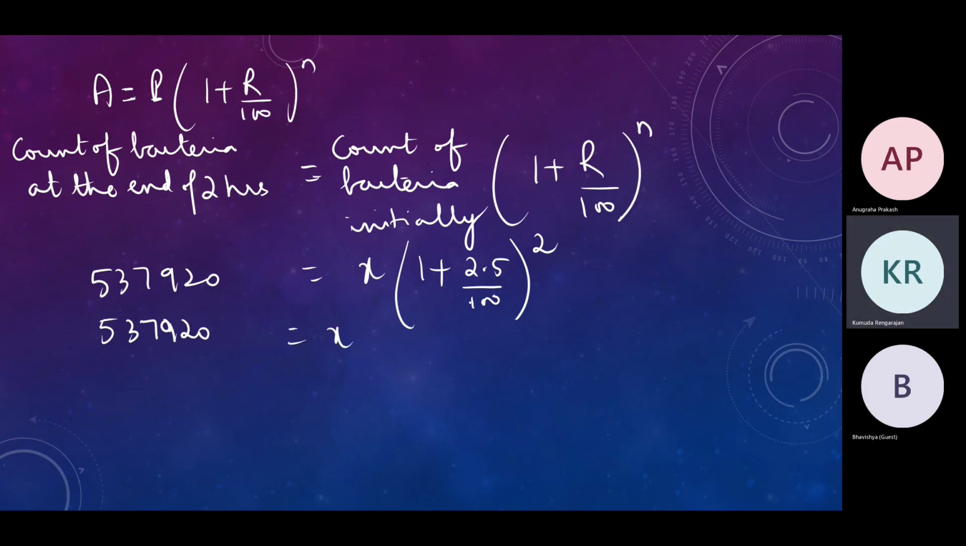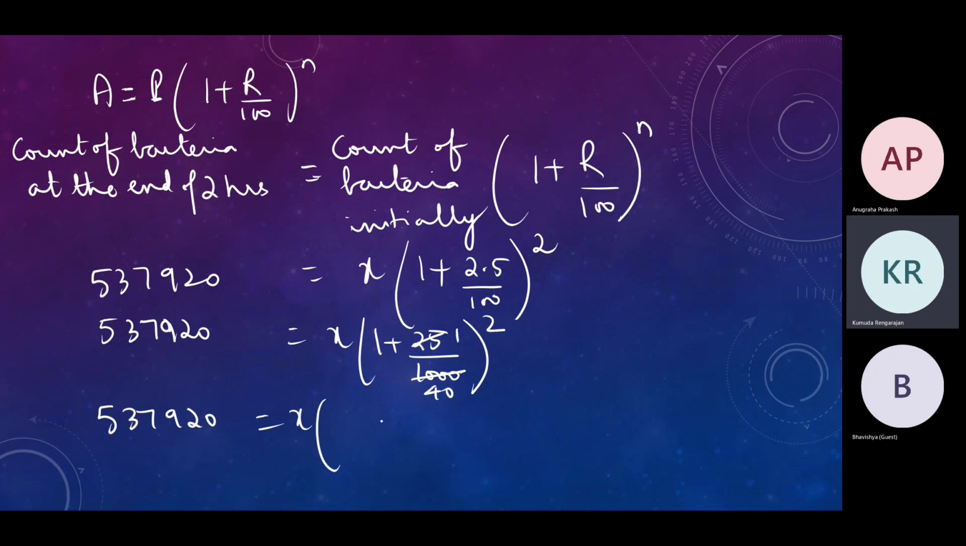So now we need to simplify this. It is equal to X into 1 plus... you can write 2.5 as 25 by 10, so it will become 25 by 1000. Shifting the decimal point, it will become 1 by 40. So 537920 is equal to X into 1 plus 1 by 40. On taking the LCM, you will get 41 by 40, the whole square.